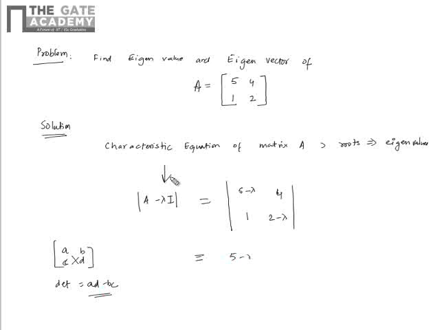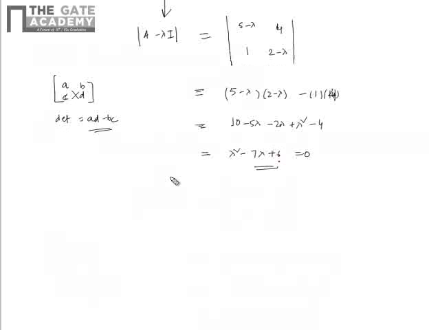So now it will be (5 minus lambda) into (2 minus lambda) minus 1 into 4, 1 into 4 is just 4. Okay, so this is the det. If you just simplify this, 10 minus 5 lambda minus 2 lambda plus lambda square minus 4. So this value comes out to be lambda square minus 7 lambda plus 6 is equal to 0. Okay, and that's what you have to set. You have to set the characteristic equation to 0. This is the characteristic equation.